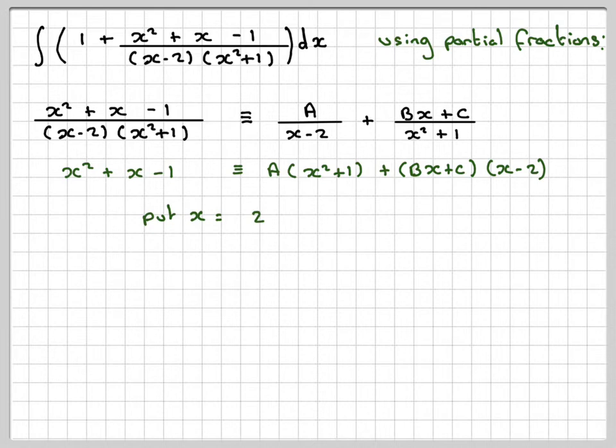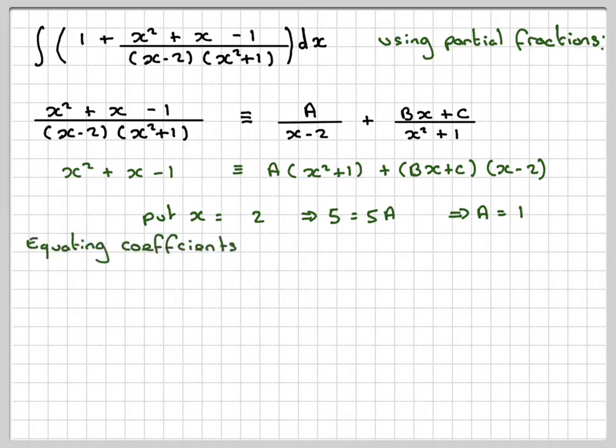If we do that, on this side we're going to get 2 squared plus 2, which is 6, minus 1, which is 5. Here we'll get nothing, but here we'll get 5A, because we'll get 2 squared plus 1, which gives A is equal to 1. Right, if we then equate coefficients of x squared, we're going to have 1x squared on that side. Here we're going to have Ax squared plus Bx squared, and we have A is 1 already, which will imply that B is equal to 0. So it's going to make life a bit easier for us.